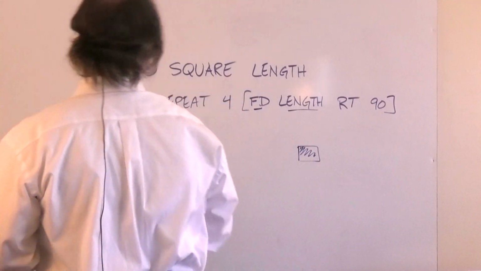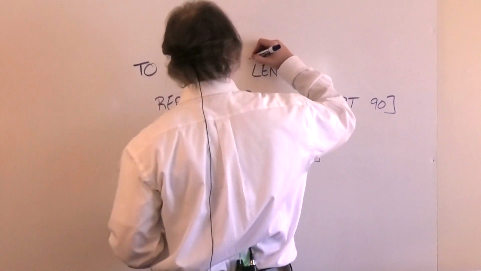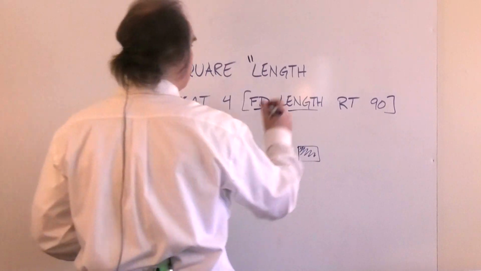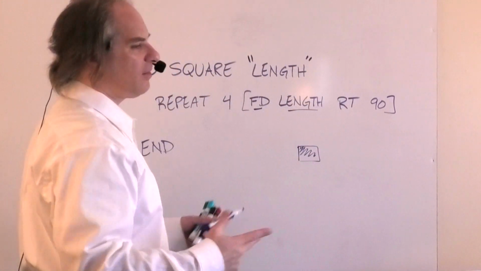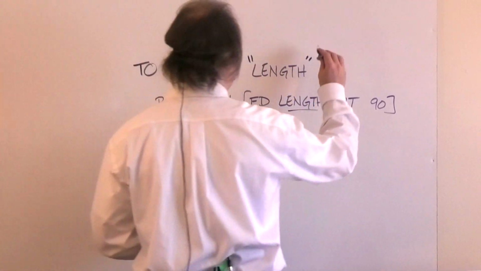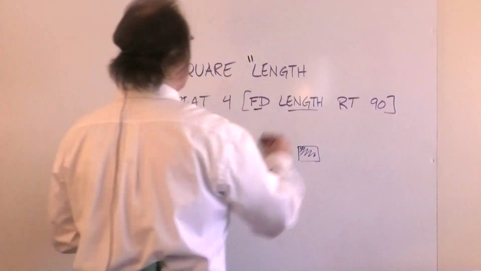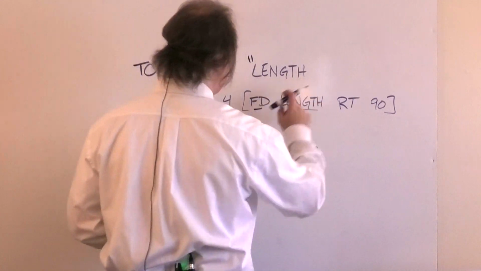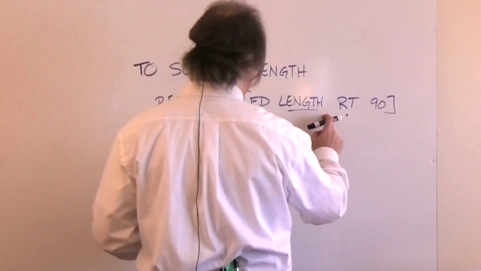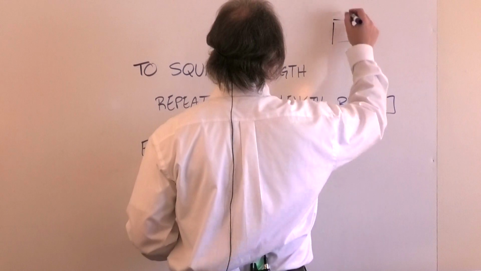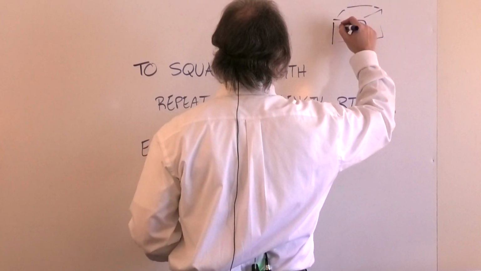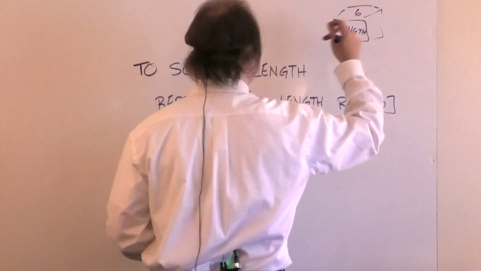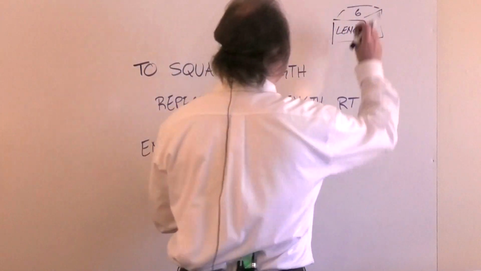So what we have to do is put that quote here, which says, now you say, well, shouldn't we have a quote on the other side? Yeah, technically, but LogoWriter doesn't do that. So if you want to create a variable, you have to use the quote so that we're not going to evaluate it right now. But here we want to evaluate it. So we have a variable. It's like a box called length. And we have some number in it, let's say 6. Well, you know, 50.